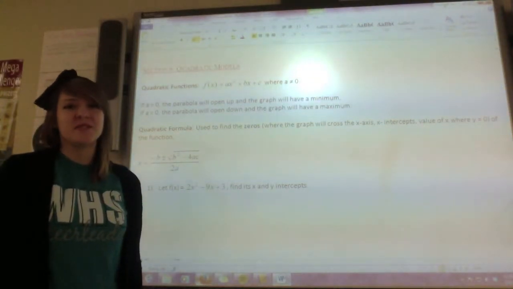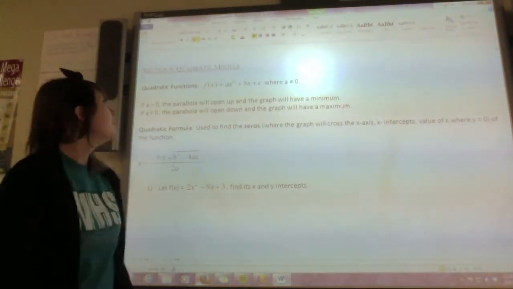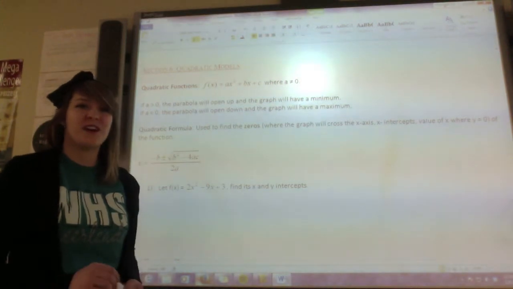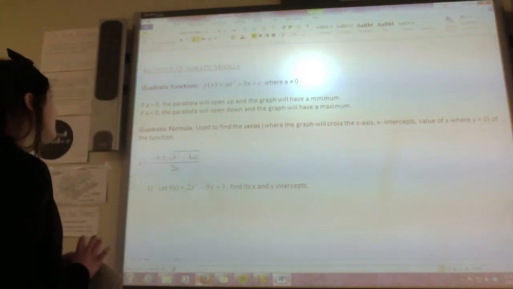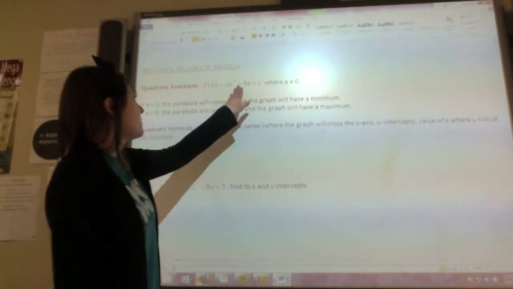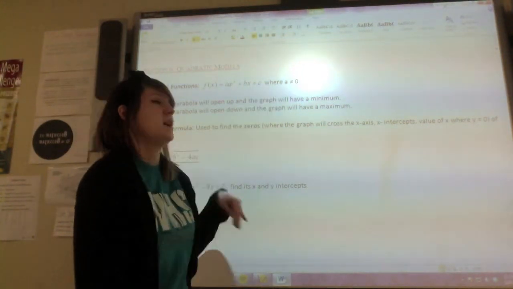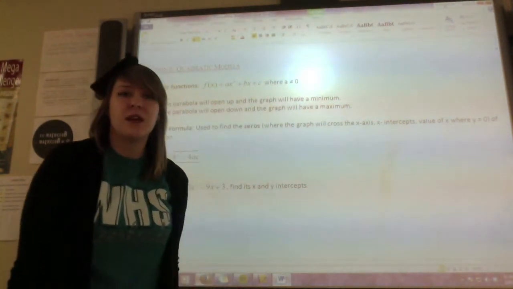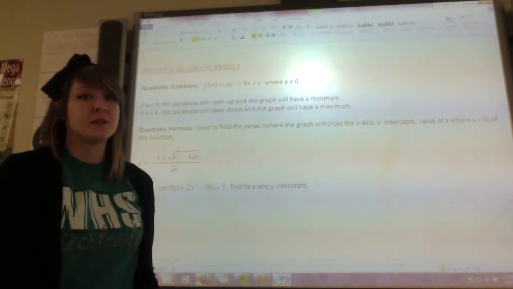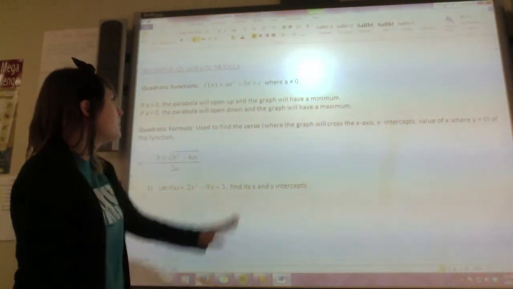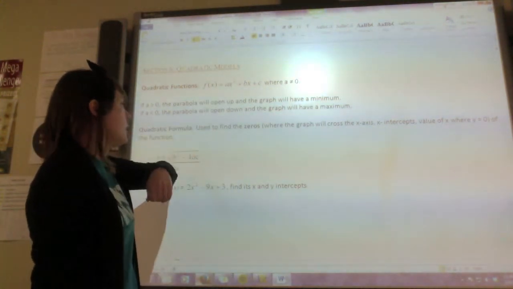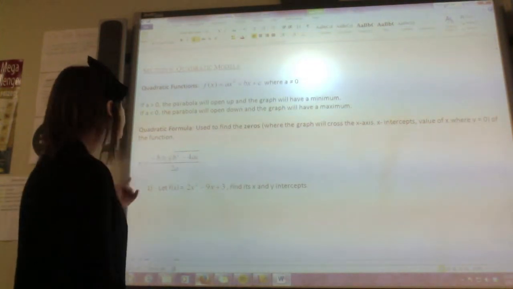Hey guys, today we're doing Chapter 2, Section 6, which is quadratic models. So quadratic functions are in the form ax squared plus bx plus c, where a is not equal to 0. And basically a can't equal 0 because if a equals 0, that cancels out our x squared term, which is the whole point of a quadratic function, is that we have something squared.